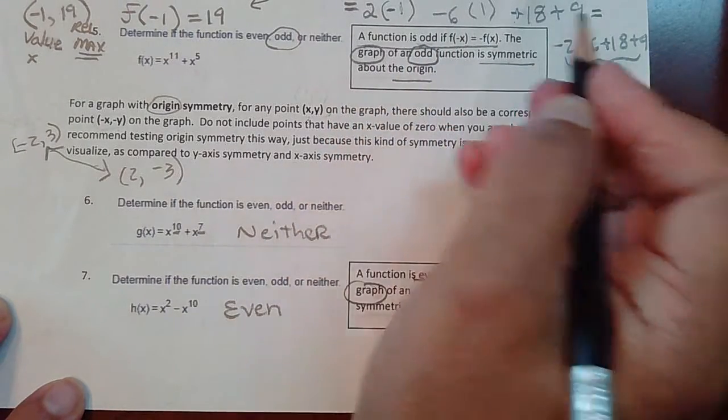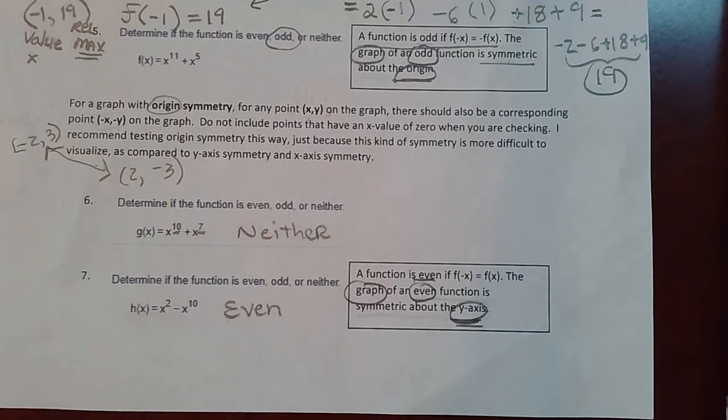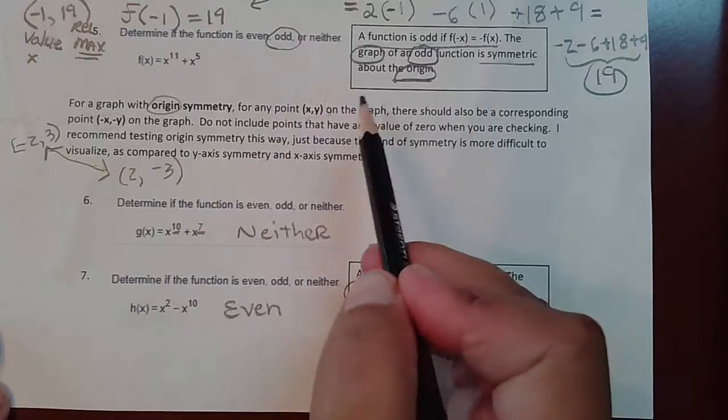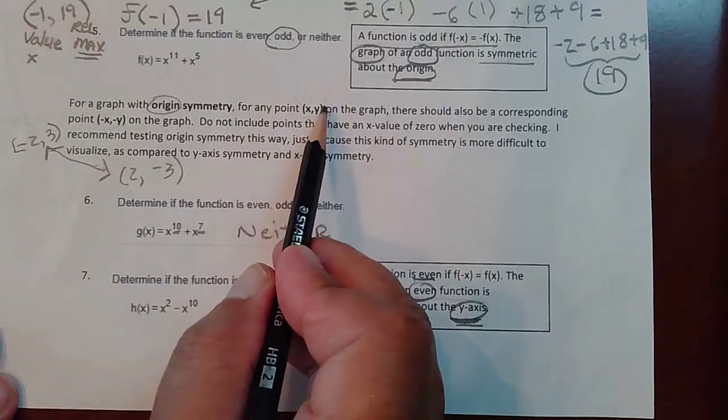It'll have origin symmetry. When the graph is even, it'll have y-axis symmetry. So when it has y-axis or x-axis symmetry, it's really easy to visualize because you could just crease the paper on the y-axis and you would have matching images on either side. If it had x-axis symmetry, you could crease the paper on the x-axis and find matching images above and below the x-axis. It's the origin symmetry that's kind of hard to visualize, and that's why we have students tell by checking this.